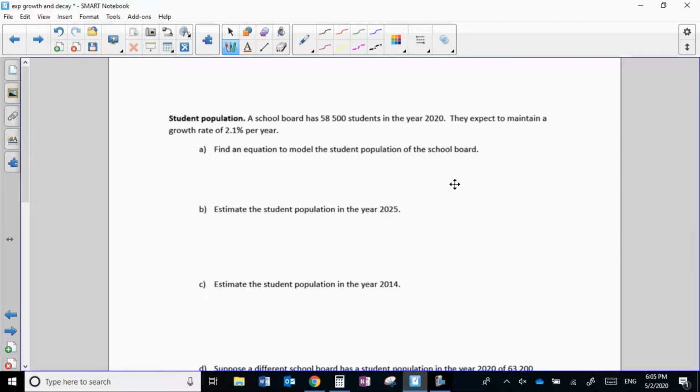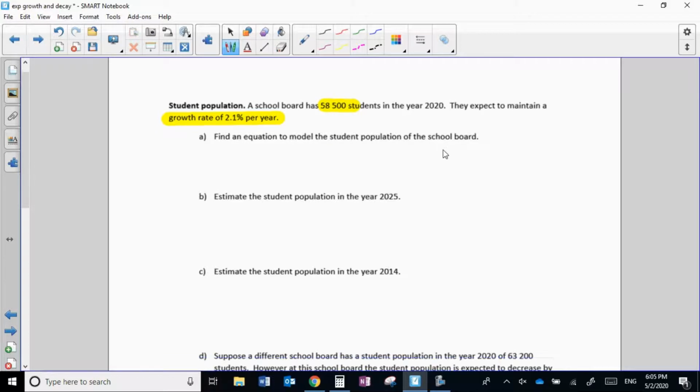Consider a school board that has 58,500 students in the year 2020. And the student population is expected to grow at a rate of 2.1% per year. So how do we come up with an equation? Well, we could say the population based on the year, where N is the year and P is the population. Take our initial amount.